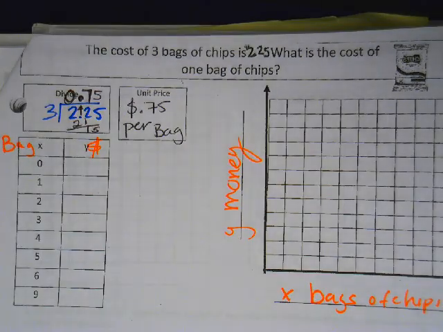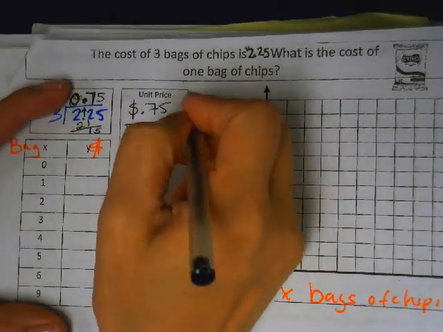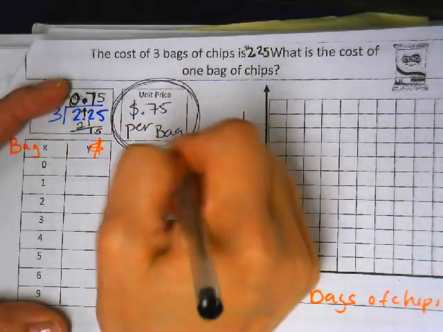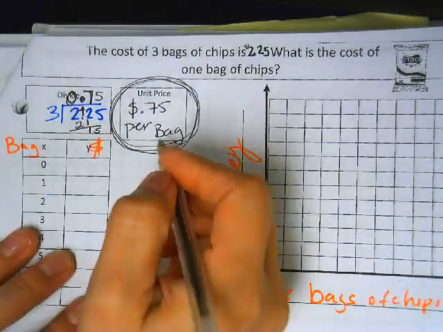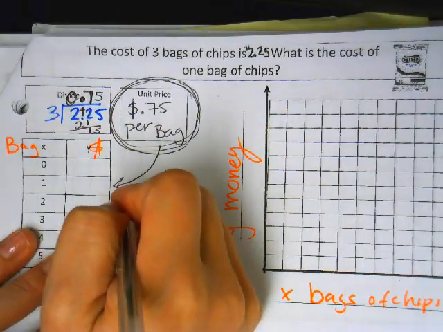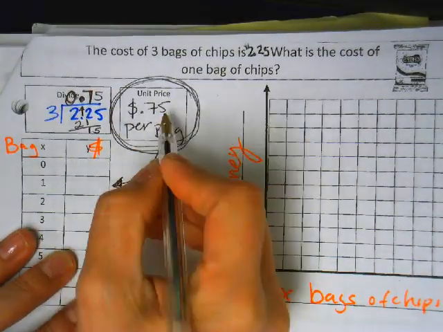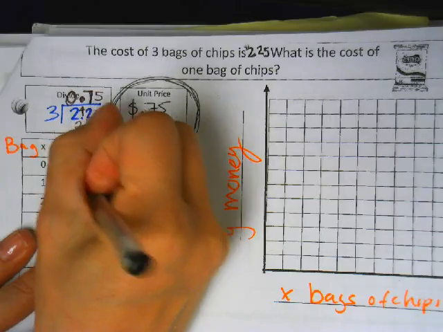Now, where does my unit rate go on my table? Next to what number? On my XY table, where does the unit rate, the 0.75, go? Next to what number? 1. Very good. Not next to the 0, next to the 1. That's why you have to get this answer right. If you get this answer wrong, everything's wrong. This always goes next to your 1.